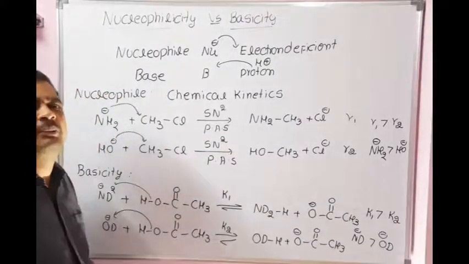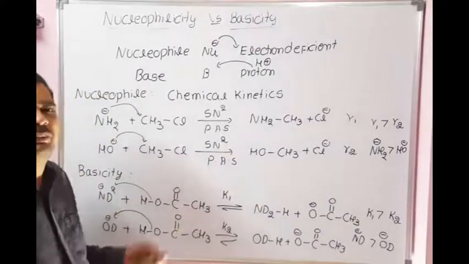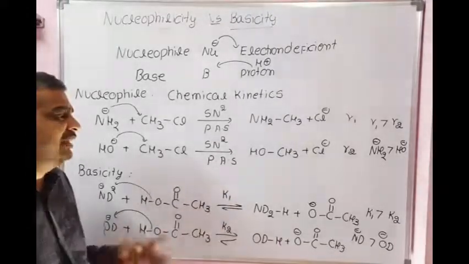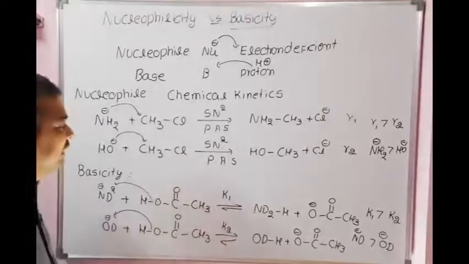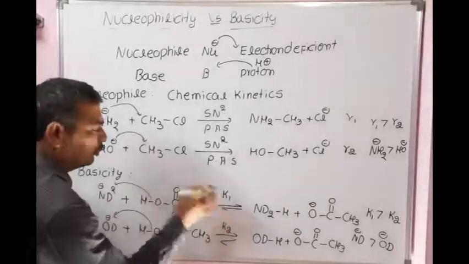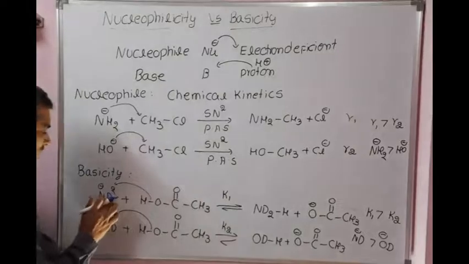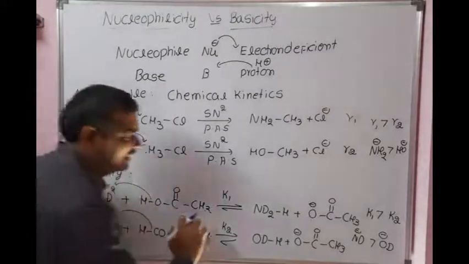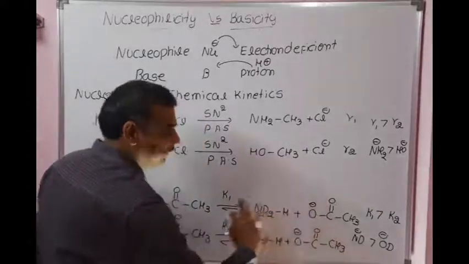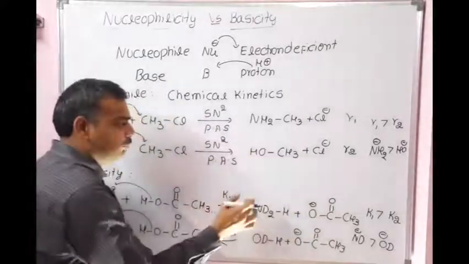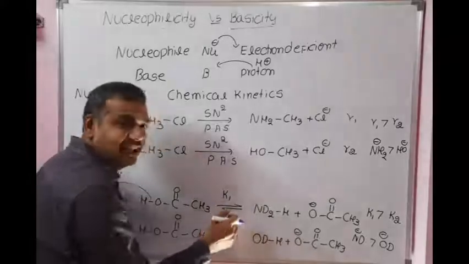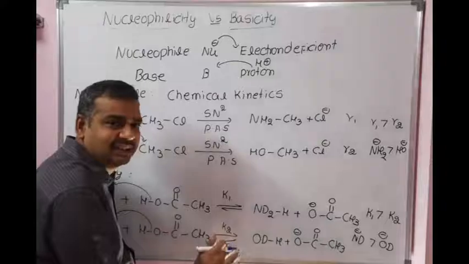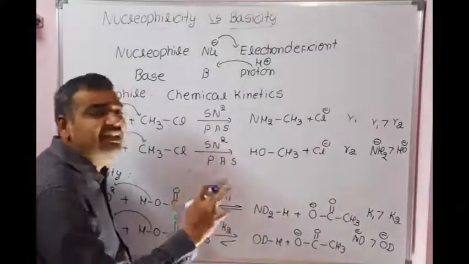Anyway, from left to right, basicity decreases. So N minus is more basic. That can be proved from the experimental data, based on the equilibrium constant K1. If K1 is more, it means it is abstracting fast. ND2 minus is abstracting H fast. As a result, this forward reaction is taking place. K1 being more means the forward reaction is taking place with more favor. K2 is less, meaning the forward reaction takes place with less favor.